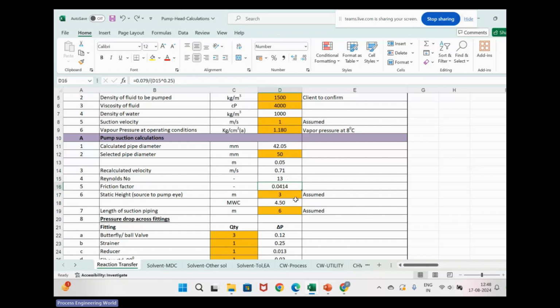So when you have a Reynolds number less than 2100, you will use the friction factor formula 16 upon N_Re, and when it is turbulent, you will use 0.079 upon Reynolds number raised to 0.25. What is it for turbulence, sir? Repeat the formula. This formula: 0.079 upon N_Re raised to 0.25.